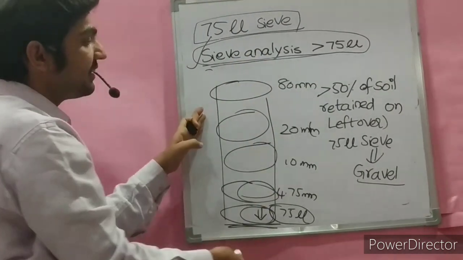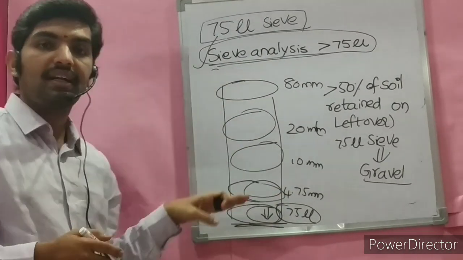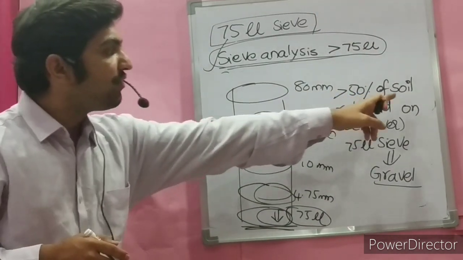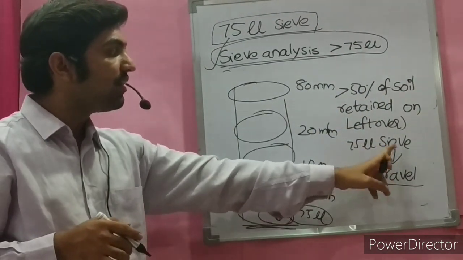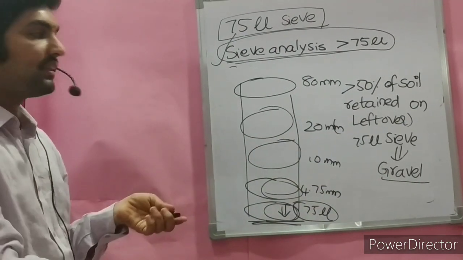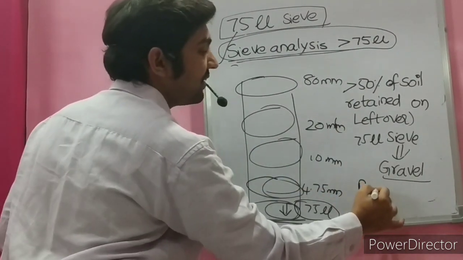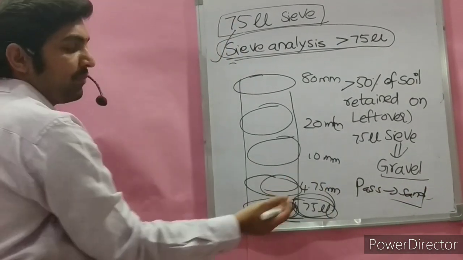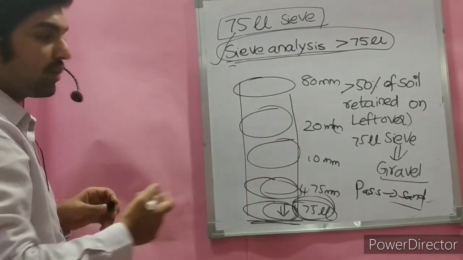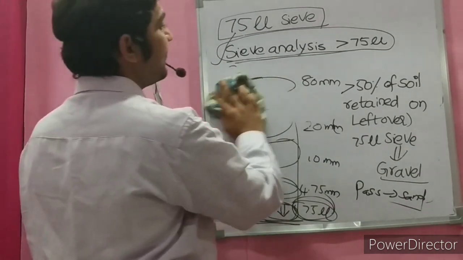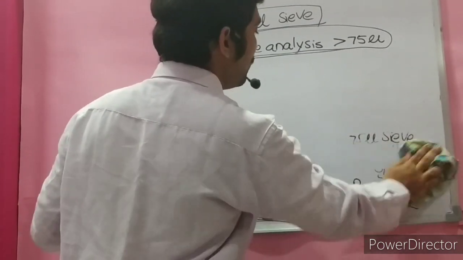So these are the sizes of the sieves available in the laboratory, and we do different sieve analyses. If more than 50% of the soil is retained on the 75 micron sieve, it is gravel. If more than 50% passes through the sieve, then it is called sand. Because the 75 micron sieve is the deciding criterion between coarse grained soils and fine grained soils.